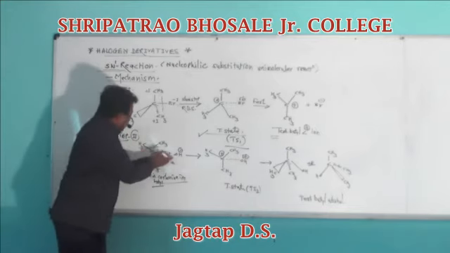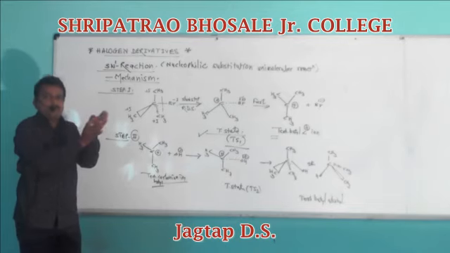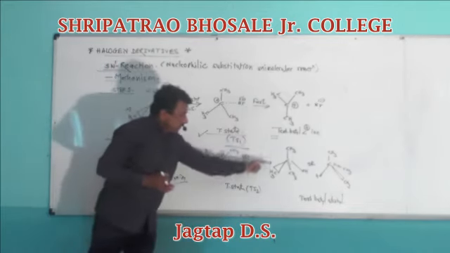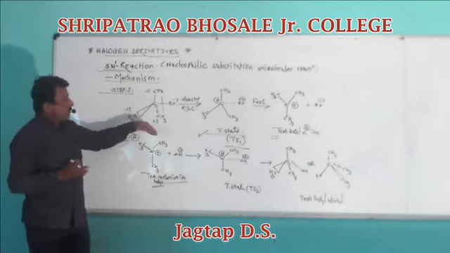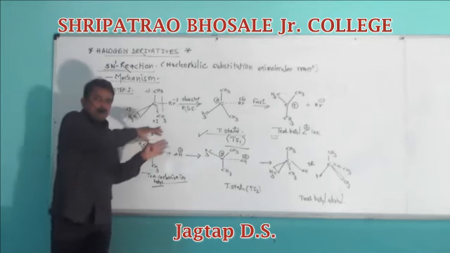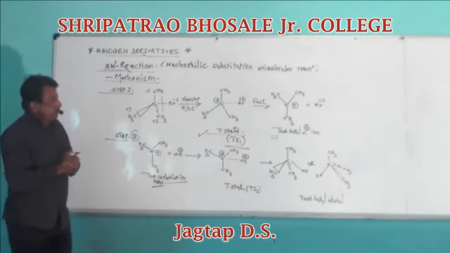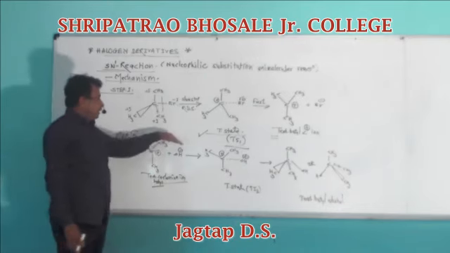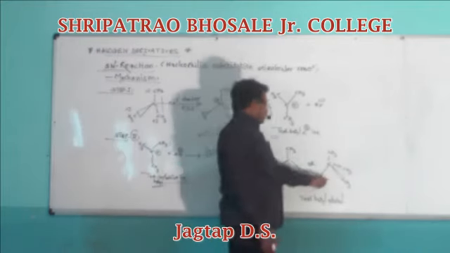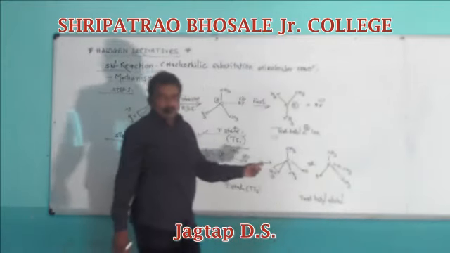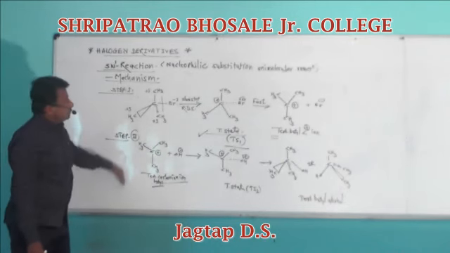As nucleophile OH minus attacks from front side, there is a retention in configuration. As nucleophile OH minus attacks from back side, there is inversion in configuration. So nucleophile OH minus attacks from either side, therefore there is inversion as well as retention in configuration. Finally it gives tertiary butyl alcohol. So this reaction takes place in two steps.